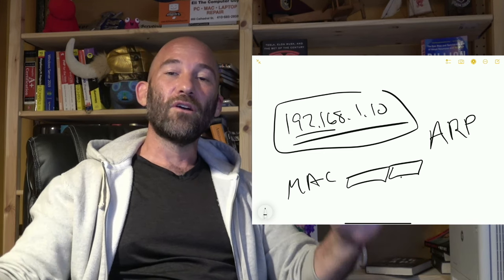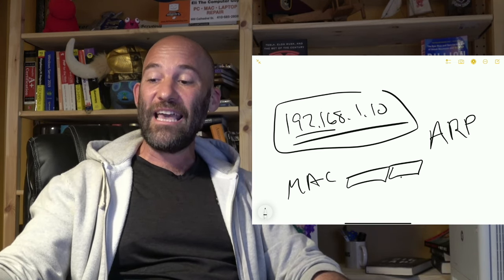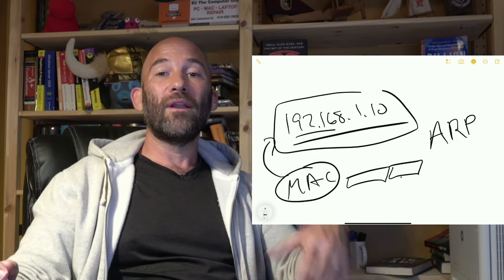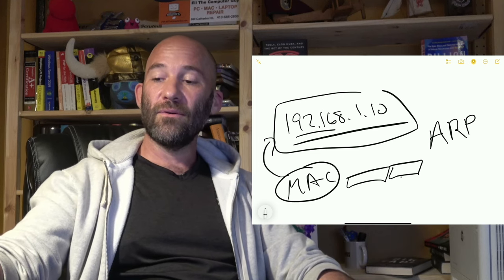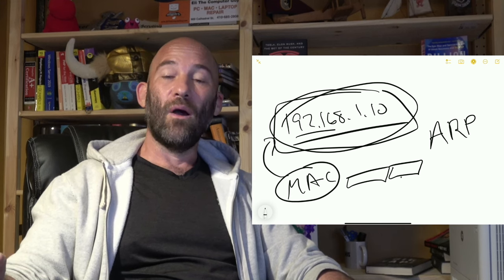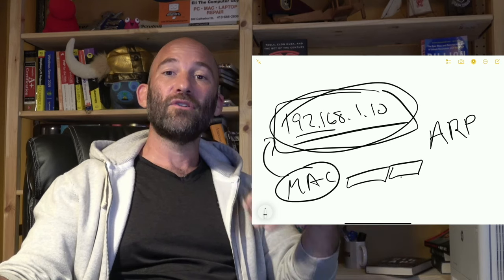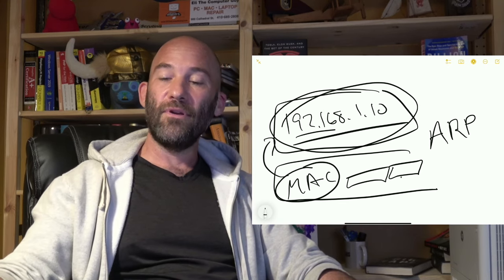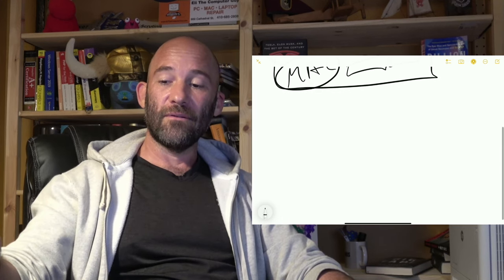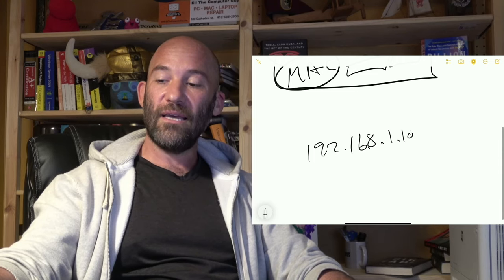ARP stands for Address Resolution Protocol. What ARP does is resolve IP addresses to MAC addresses. When a computer tries to communicate on the network, it's going to say, I need the MAC address for 192.168.1.10. Once it gets that MAC address, it will then try to send the information, or communicate with the computer that has that particular MAC address. Now, on the other side of this, we've got this IP address, let's say 192.168.1.10.